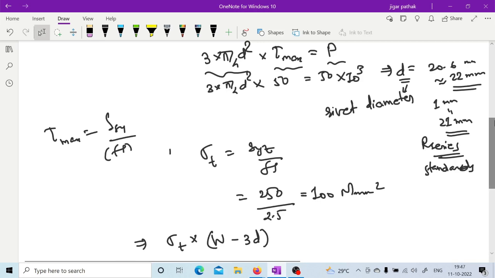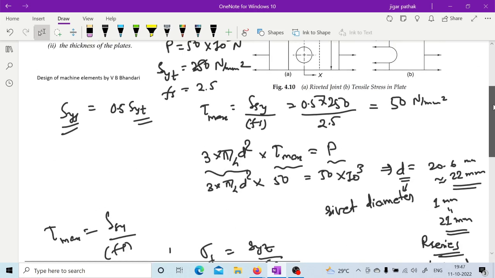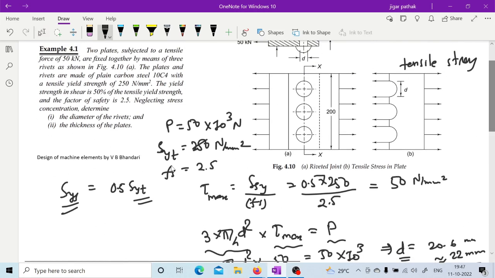Because let me show you that particular figure. Here you can see this is the width, right, W. So the minimum area you need to consider when you are designing. So minimum area will be along this line, where you have W minus 3 times this diameter. This is the diameter of one rivet. So you have 3 rivets. So W minus 3D is the least area on this plate, right? So least dimension along the length.